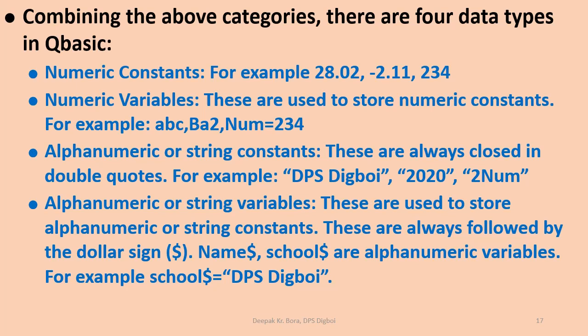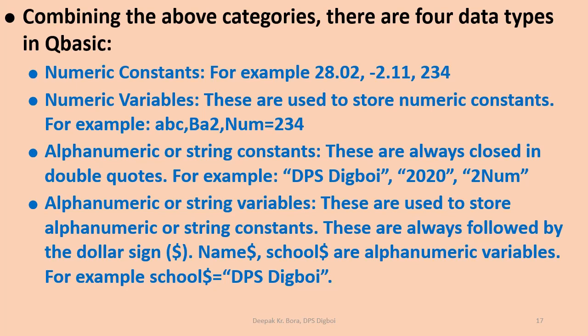Next is alphanumeric or string constants. These are always enclosed in double quotes. For example, within double quotes "DPS Dick Boy", this is a string constant. Then within double quotes "2020", this is again a string constant. It is not a number because it is within double quotes. And the last one, "2num". This is also a string constant or alphanumeric constant.